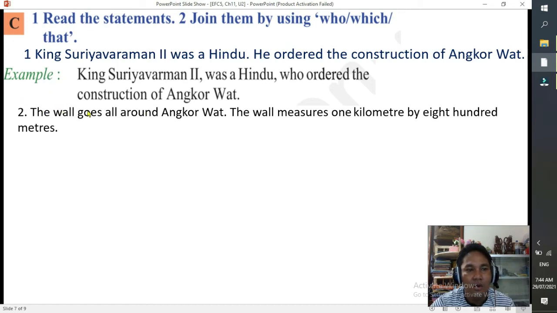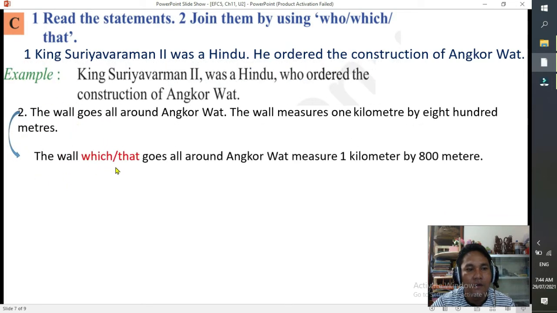Talk about the wall, and the second one also the wall, but not people, right? So when you combine, you should use what? So please see the answer. The wall which or that goes all around Angkor Wat measures 1 kilometer by what? By 800 meters.